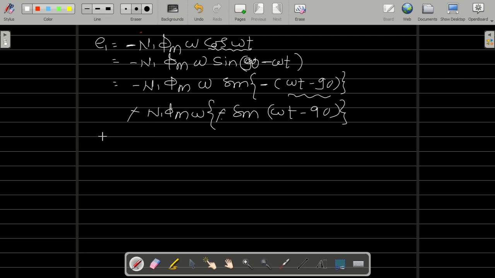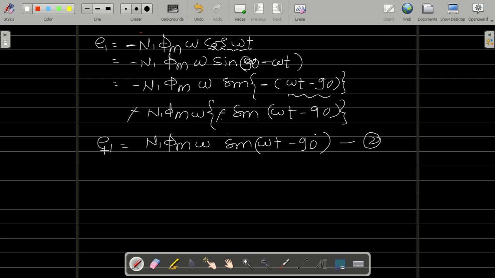So I got E1 equal to, what is E1 equal to? n1 phi m omega, and omega is 2 pi f. You can write omega, I am writing omega only, I will use it later on. So omega sin omega t minus 90. This is equation number 2. It shows that whatever the EMF induced, this is the instantaneous equation, which you have studied in basic electrical engineering.